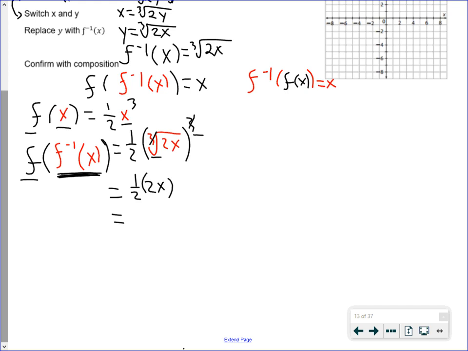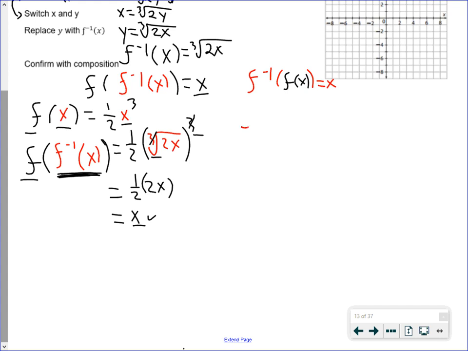1/2 times 2x is just going to give us 1x, or just x. That's exactly what we wanted. So this half of the composition is true, but we need to make sure both halves are true to be able to see that the inverse that we found is our inverse. All right, so let's go ahead and solve the second part.